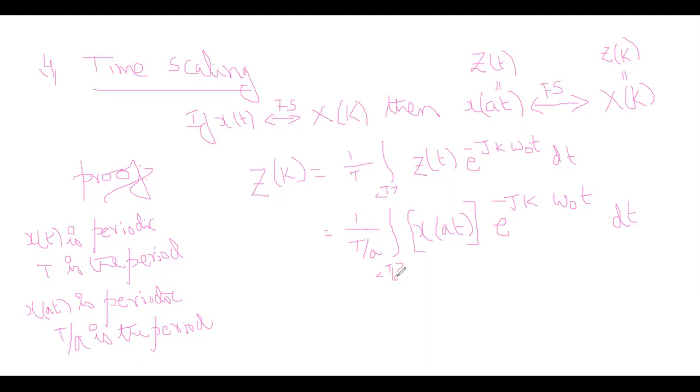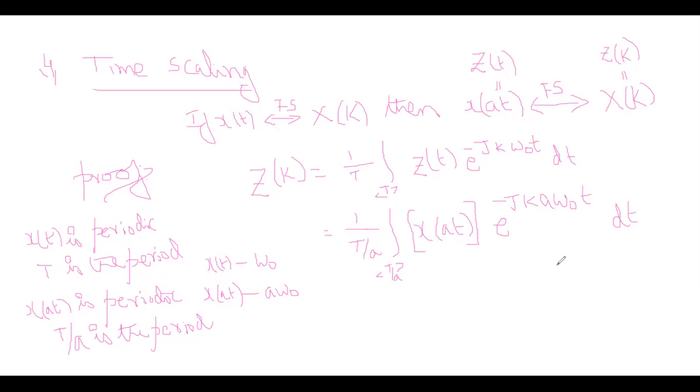Okay. Because it is minus T by a. And what is the frequency? This is the time. The frequency for x of t is omega naught. For x of at, the frequency is a into omega naught. So when I am replacing this x of at, the frequency changes to a into omega naught. So the time period changes to T by a, and the frequency increases.